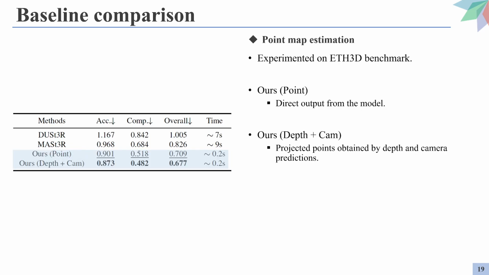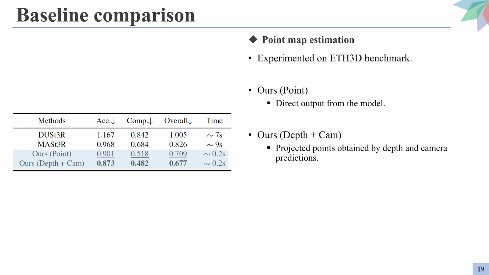For point map estimation, the baselines are evaluated on the ETH 3D benchmark. Here, two settings are reported. Ours point refers to the model's direct point map predictions, while ours depth plus cam reconstructs point maps by combining the predicted depth maps with the predicted camera poses.